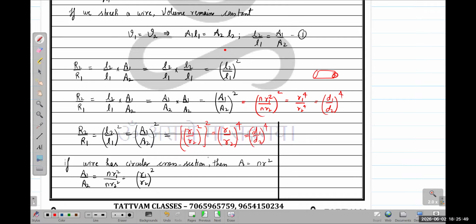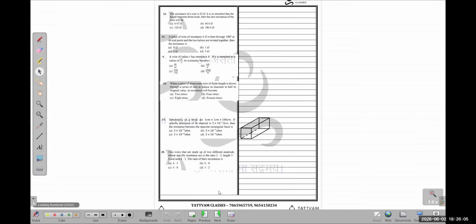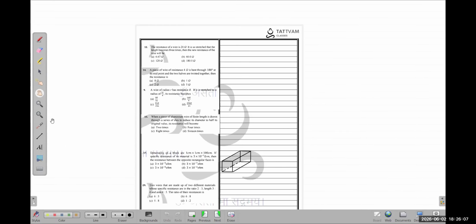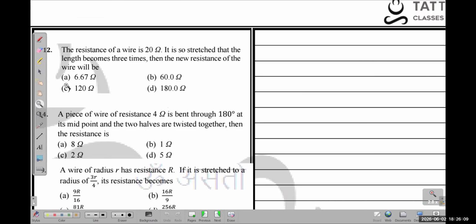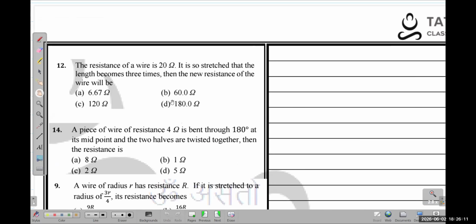And in general, please remember this whole formula. Okay, sir. Now, second, try to calculate this one.